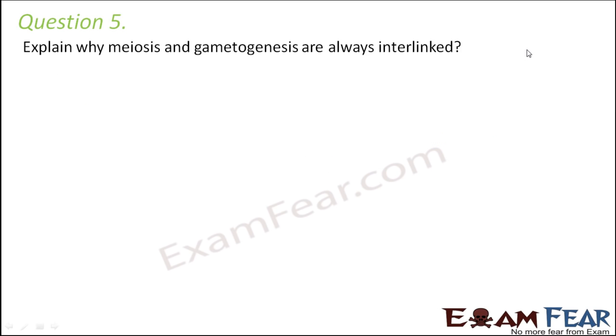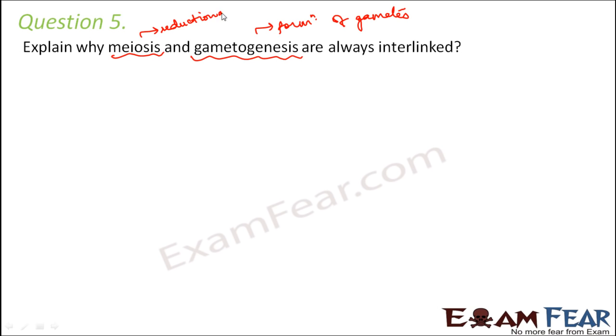Question number 5. Explain why meiosis and gametogenesis are interlinked. So what is gametogenesis? Gametogenesis is the formation of gametes, so the formation of sex cells. So that is gametogenesis. And what is meiosis? Meiosis is nothing but the reductional division. That is the type of cell division where the chromosome number is reduced to half.